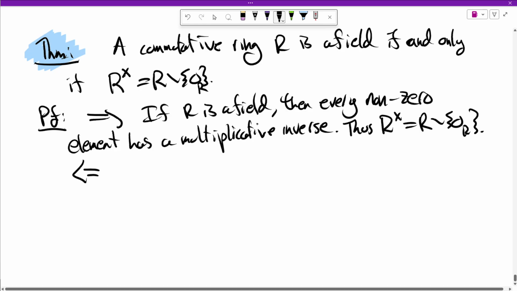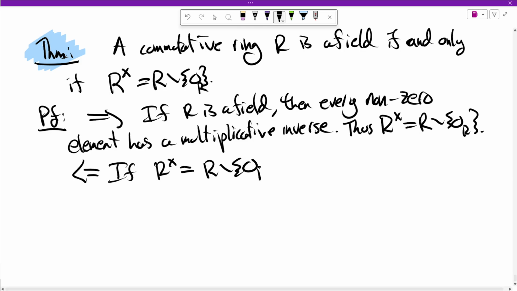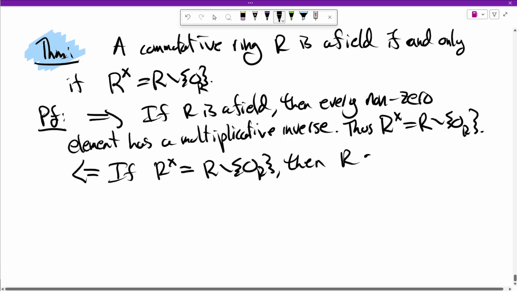And of course, for the reverse direction, if the guys with a multiplicative inverse are just the non-zero elements, well, then R additionally satisfies the multiplicative inverse property for being a field.